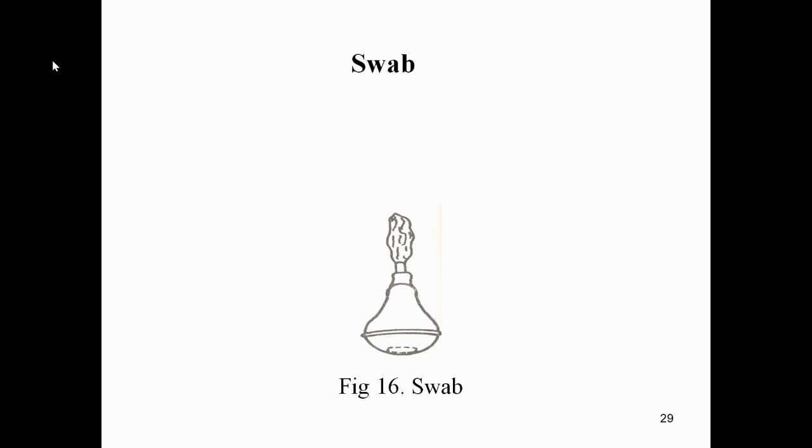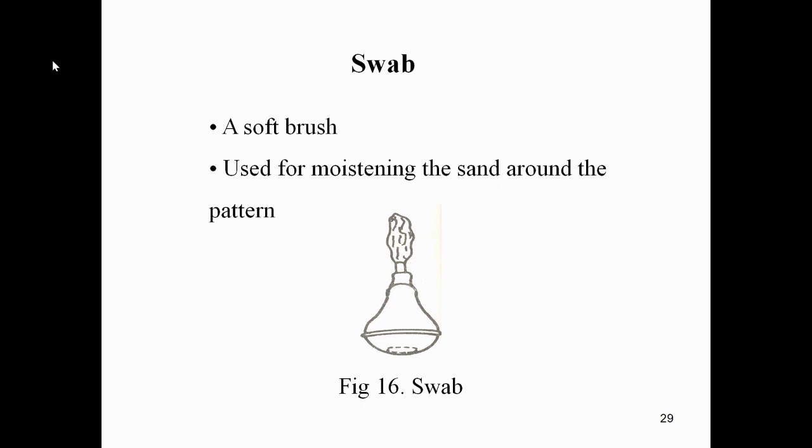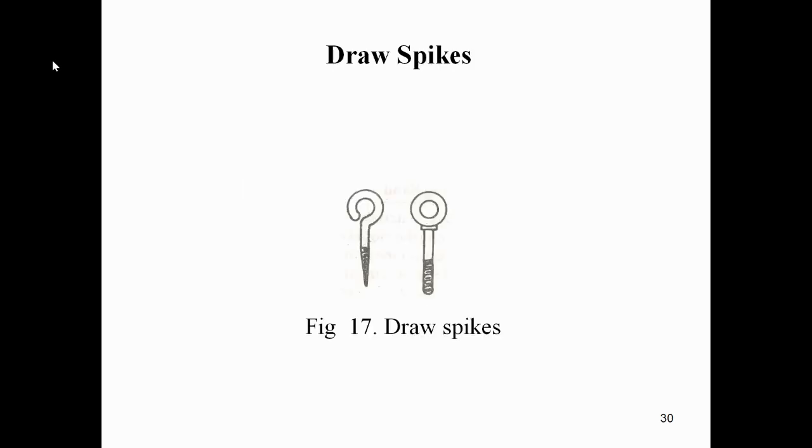So next one is a swab. This is a soft brush used for moistening the sand around the pattern. Next one is rapping spikes. It is used to lift the pattern from the mold. These spikes are used to lift the pattern from the mold, which is taken between the two boxes.